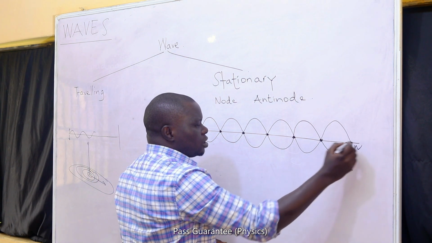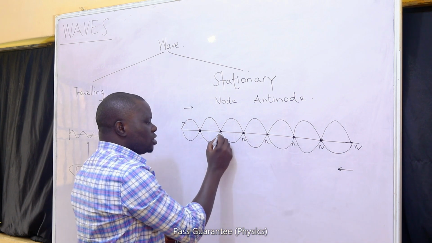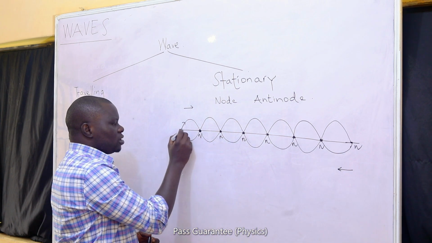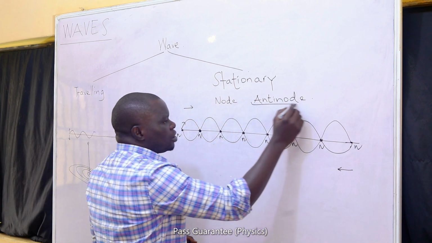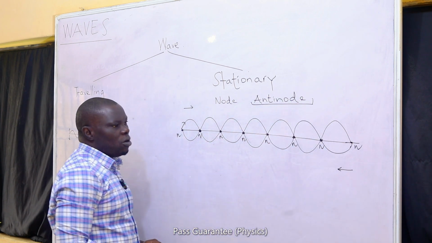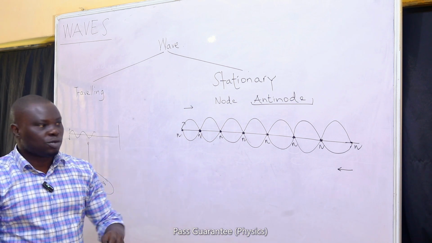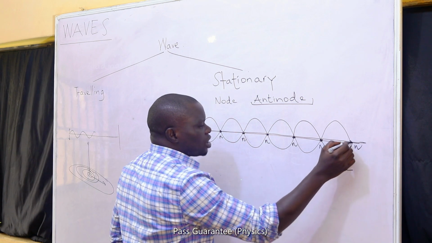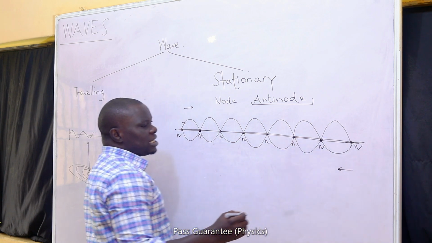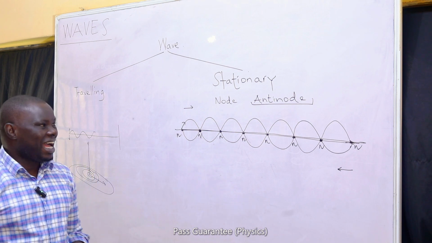So these are the nodes, the nodal points. The antinodal points are points of maximum displacement or maximum vibration. They are points that are completely displaced from the rest position. This line in the middle represents the rest position. So points on those lines are nodal points. Points that are farthest away from that line are the antinodal points.